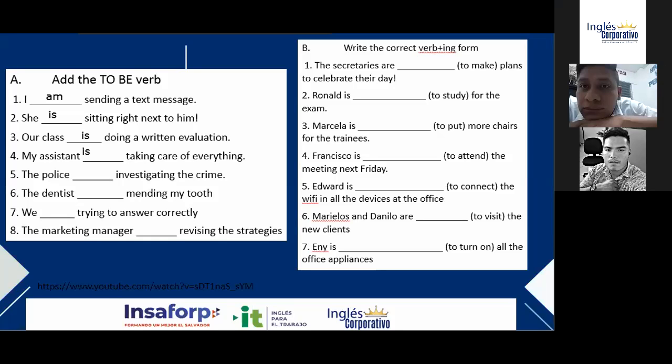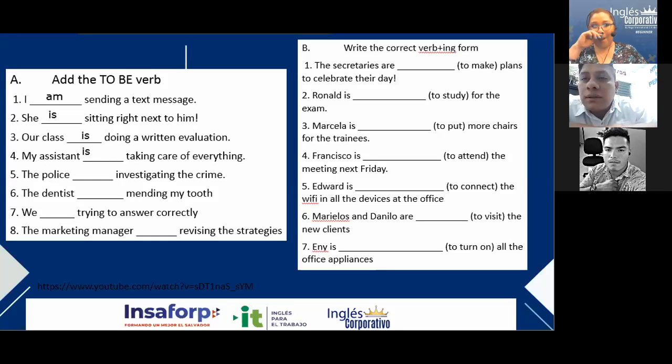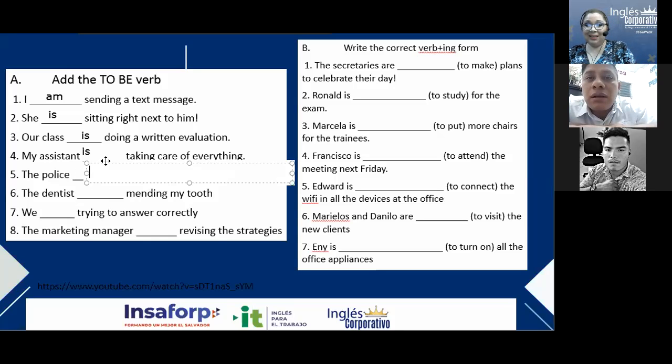La policía está investigando el crimen. But the use of are es como la policía están investigando. Correct. So it is, right? Is investigating. Okay. Aquí se entiende que es el cuerpo de policía, right? Se entiende que es el cuerpo de policía, no es un policía, right? So the police is investigating the crime. Okay, great. Now, number six.